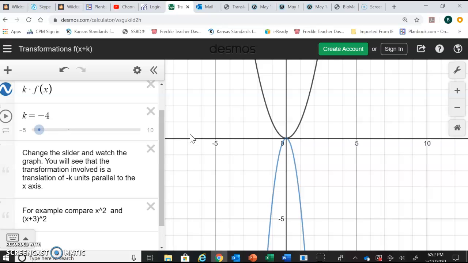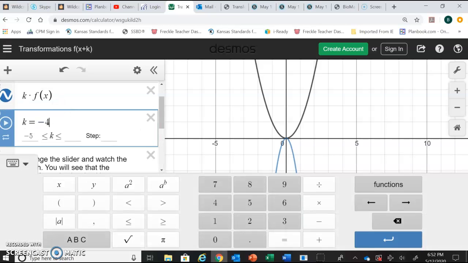So if the value of k is less than -1, since it's negative numbers, then it's going to be a stretch again, but it's going to be a reflection over the x-axis and then a stretch.